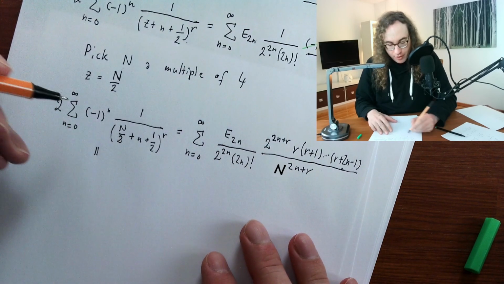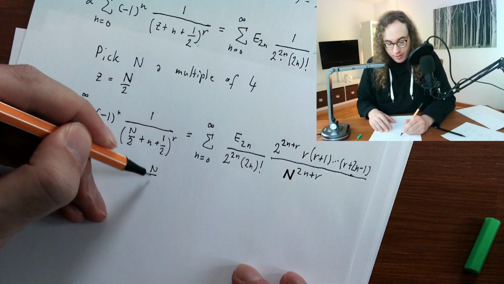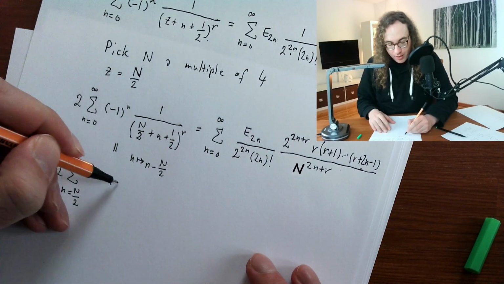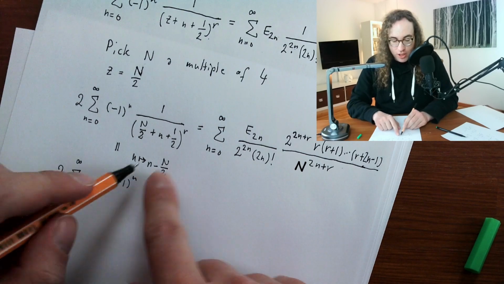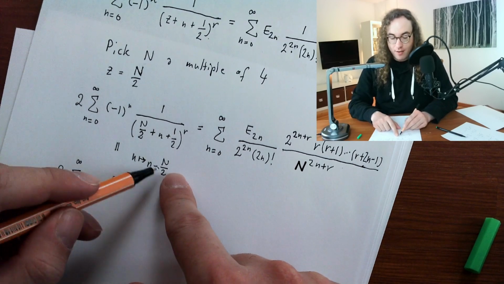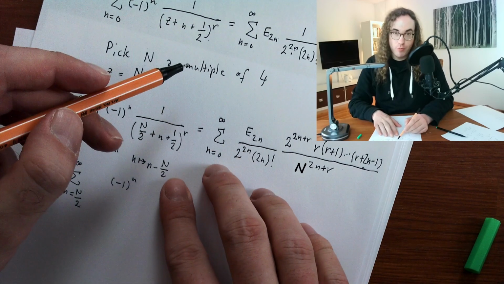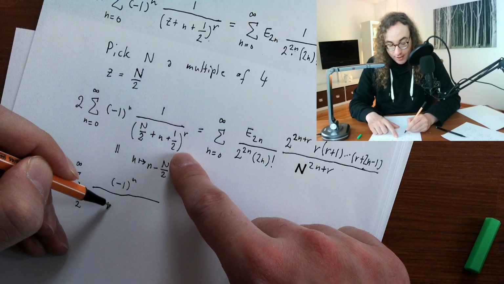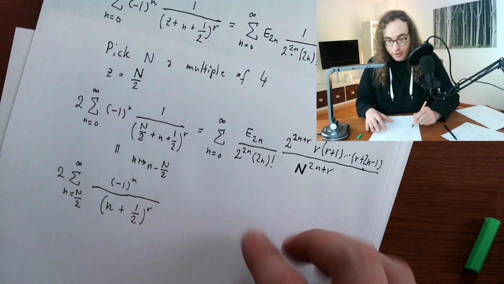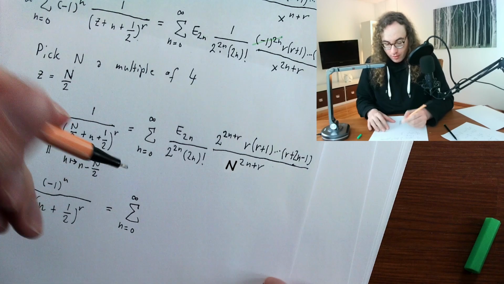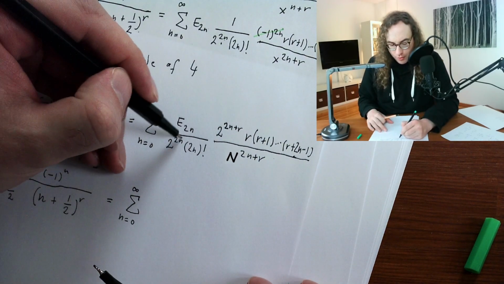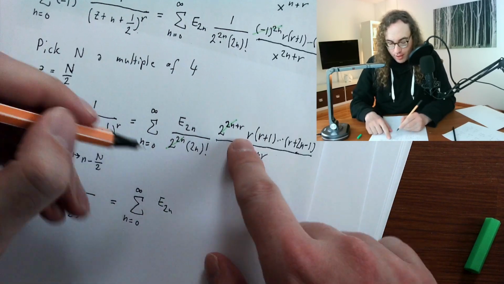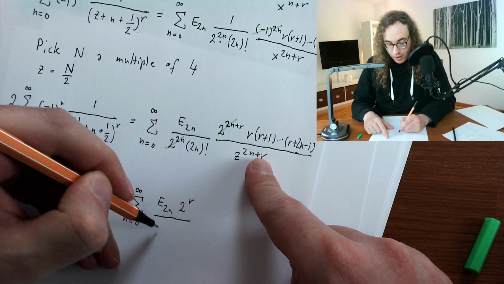As before, I do the shift, so I replace n by n minus capital N half, so I get the sum starting from capital N half, minus 1 to the n, then again shifted minus capital N divided by 2, but because capital N was a multiple of 4, this is an even number, so this doesn't change the sign, divided by n plus 1 half to the r. And on the right hand side, let's have a look. So first of all, the 2 to the 2n goes away against this. E to n, then 2 to the r divided by 2n factorial.